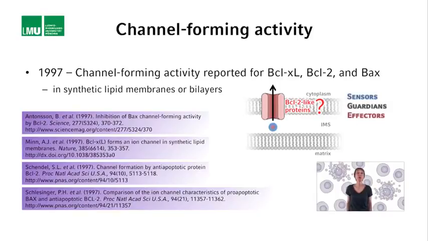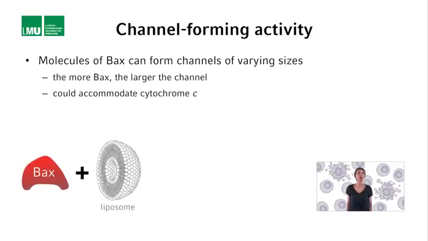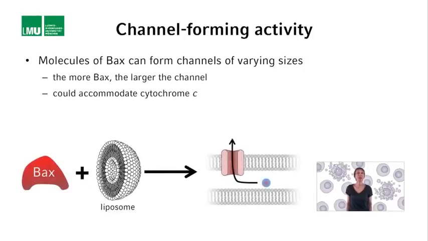Subsequent studies performed with liposomes suggested that several molecules of BAX can come together in a lipid bilayer to form channels of varying sizes. And the more BAX molecules come together, the larger the channel was. The pore size of these BAX channels could even be big enough to accommodate cytochrome C.